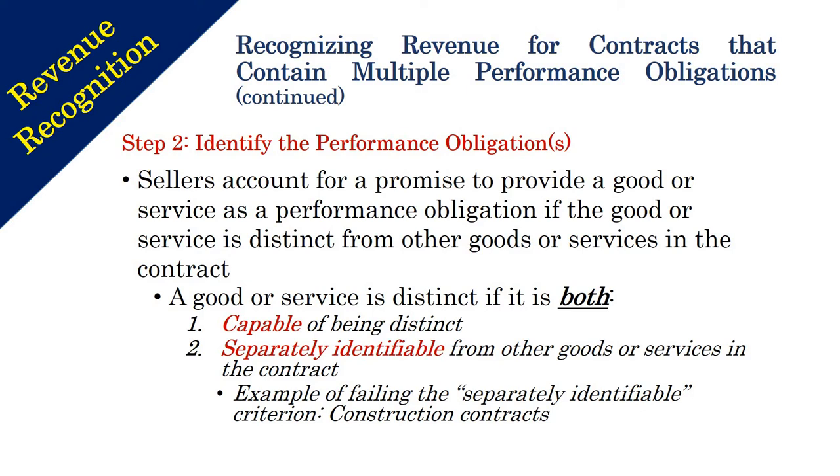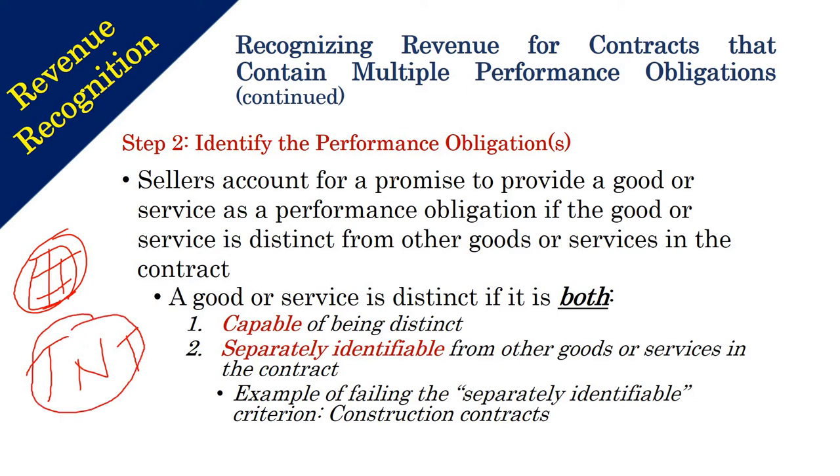And step 2, identify the performance obligations. Sellers account for a promise to provide a good or service as a performance obligation if the good or service is distinct from other goods or services in the contract. Think about the iPhone and TNT network services. The iPhone is a distinct product, and the network service provided by TNT is also separate from the iPhone. Correct? The iPhone is a device, but TNT will provide you the network services.